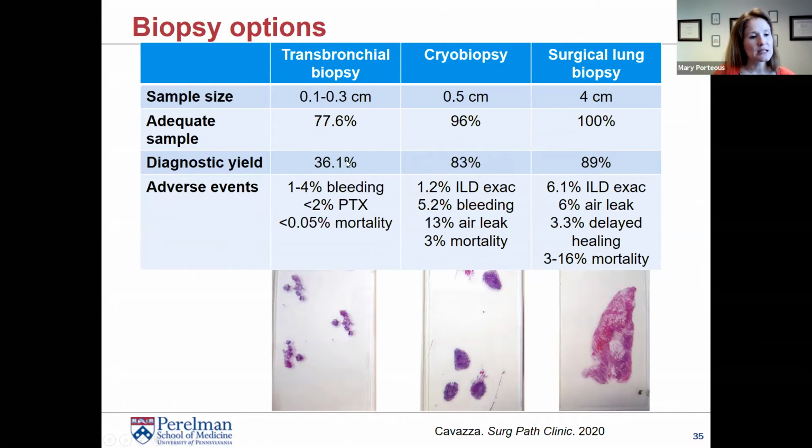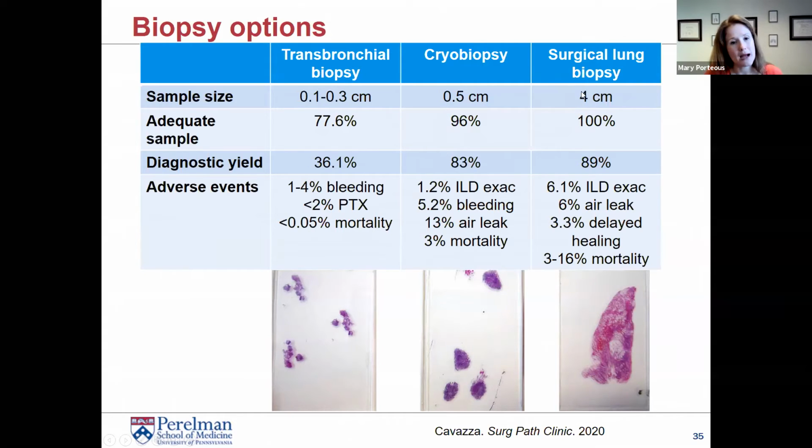This is a less invasive option, so the risk of bleeding is lower, and the risk of pneumothorax and mortality is lower. With cryobiopsy, you get a bigger piece, and a good potential to get an adequate sample. The diagnostic yield for diagnosing an ILD is pretty good. There are risks: just over a 1% chance of exacerbating the interstitial lung disease, a 5% risk of bleeding, 13% of persistent air leak where people need a tube, and a 3% mortality. Most of this is disease specific, not procedure related.